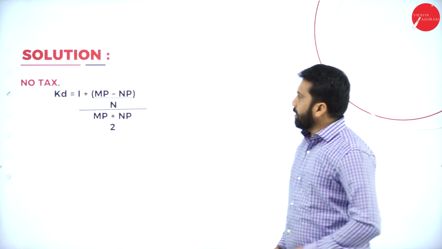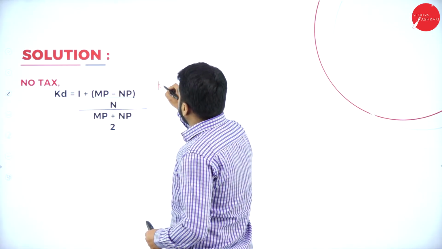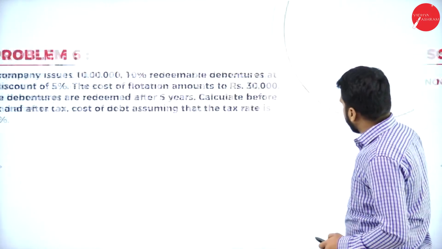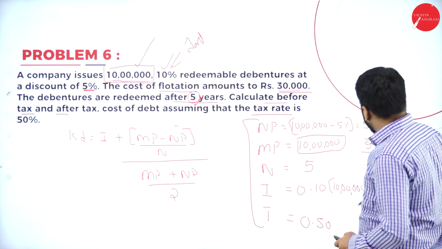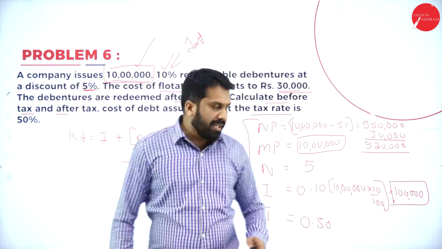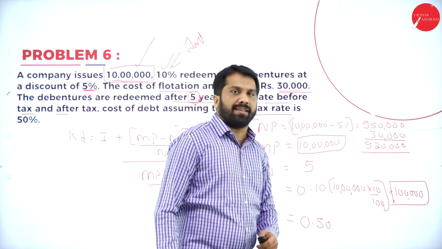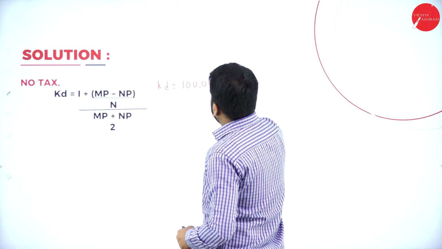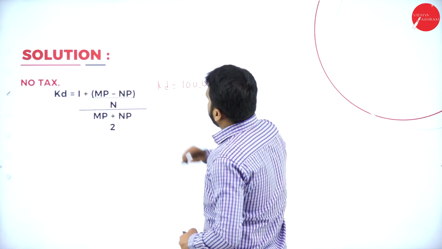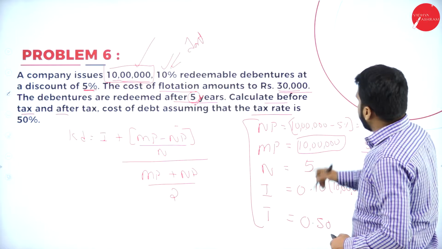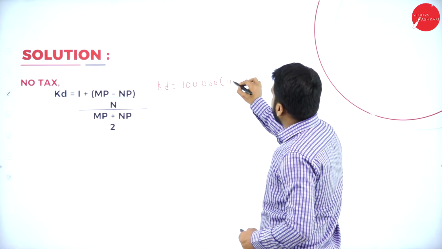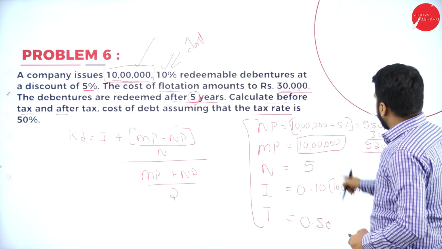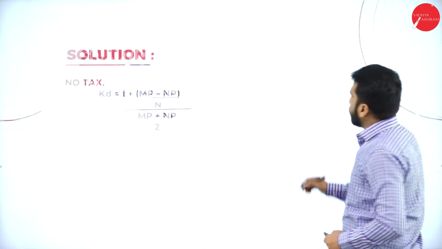Now, in this, cost of debenture is equal to I. I stands for how much? I'll go back to the previous slide. I means it is 1 lakh. So it is 1 lakh. In the bracket MP. MP means how much? MP it is 10 lakh. Minus NP. NP it is 9,20,000.